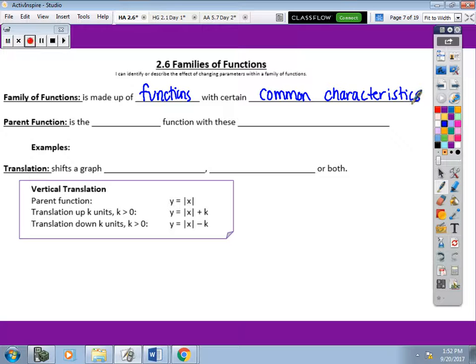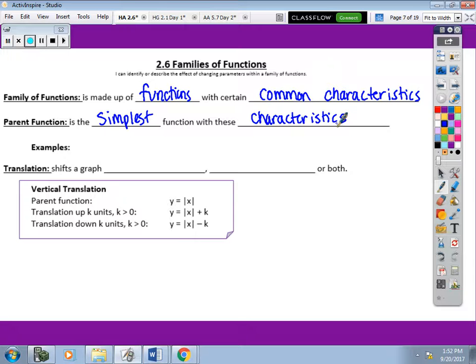So the parent function is the simplest function with these characteristics. There's a linear family of functions. They all form lines. There's an absolute value family of functions. They all form V's. There's a quadratic family of functions that all form a parabola. Okay, we'll also learn about cubic and quartic ones this year.